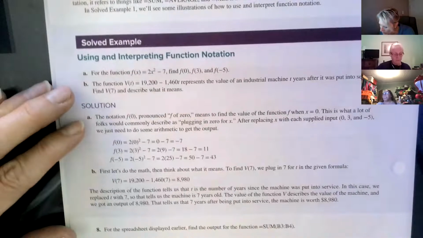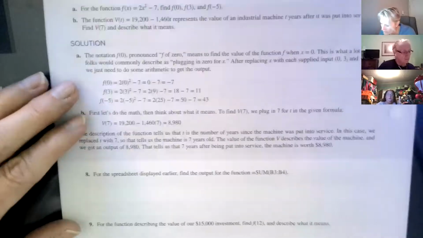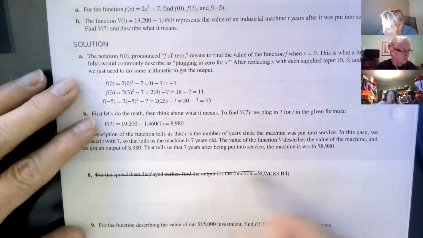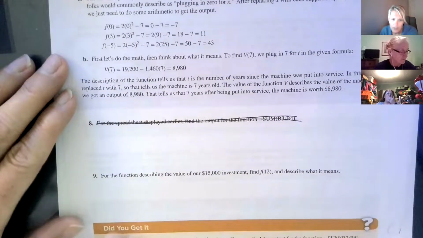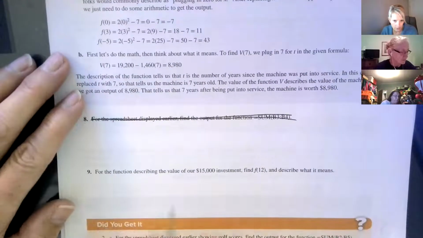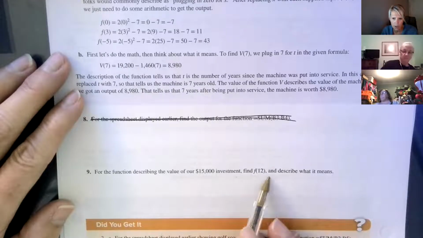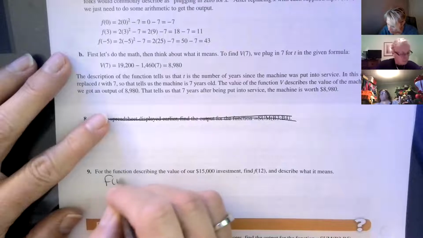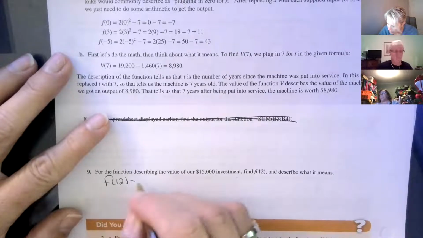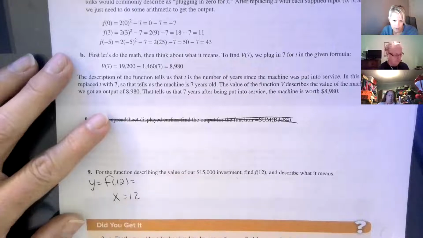So if we turn to number 8 on page 210, actually, we can not worry about number 8 because it's using other stuff in Excel, which we're not using. We're using decimals, which is better. Okay, so number 9, it says for the function describing the value of $15,000 investment, find f of 12 and describe what it means. So f of 12 means we're looking for the output y when x is 12.